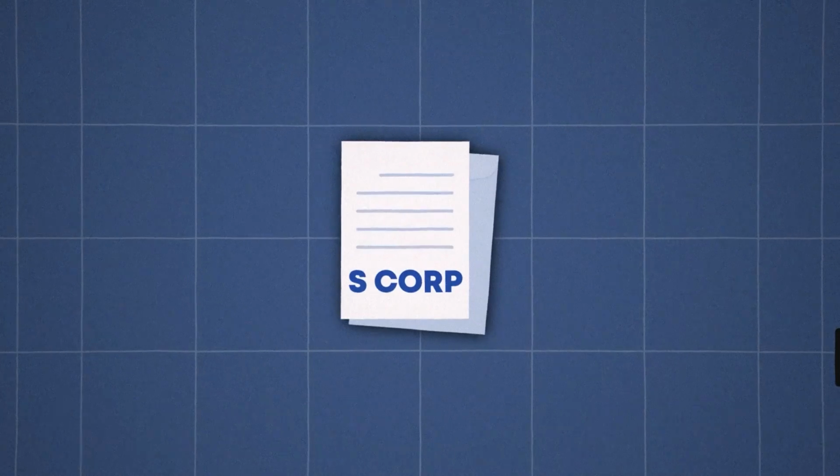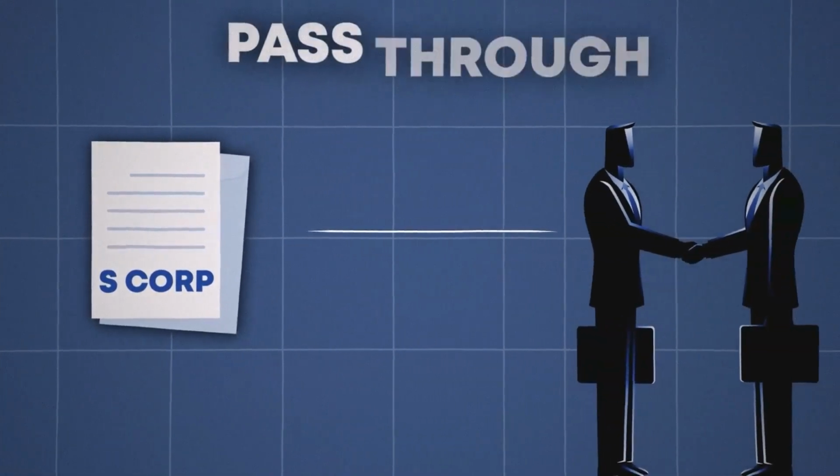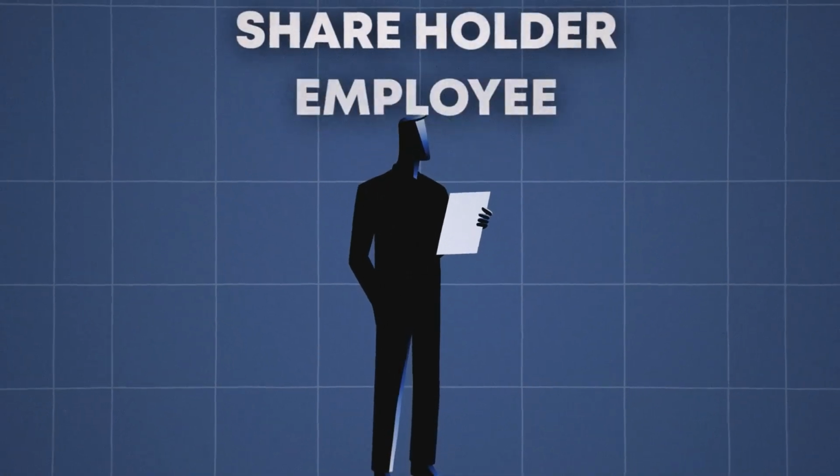Remember, an S Corporation tax return is a pass-through entity. So it itself does not pay any income tax. It's you, the individual, the shareholder employee, that has to pay the income tax on the profit that your S Corp earns.